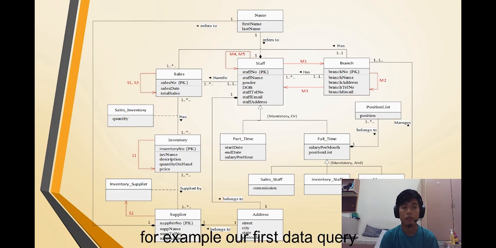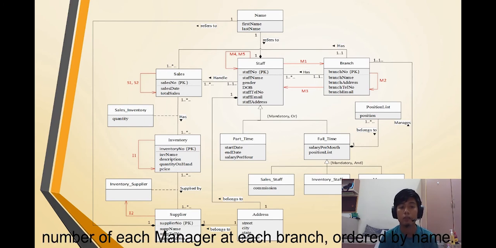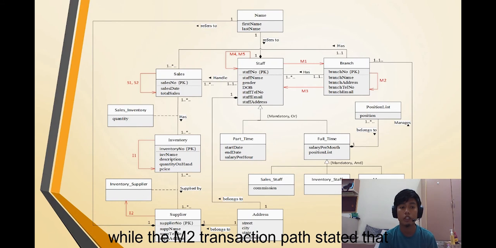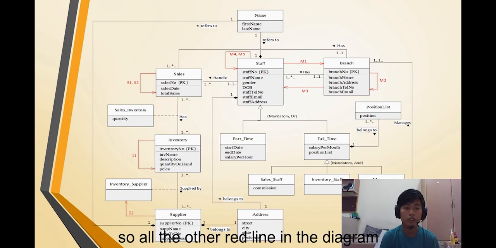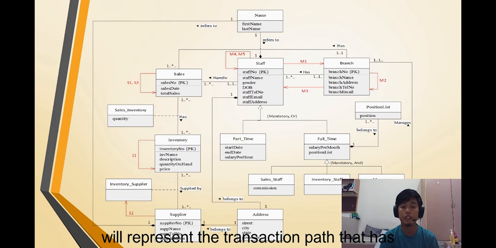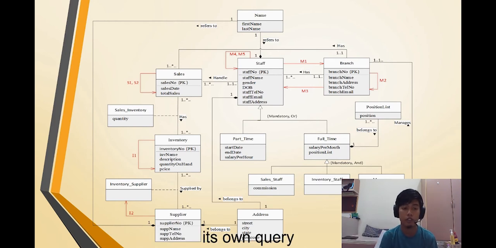For example, our first data query M1 states: list the name and telephone number of each manager at each branch ordered by name, while the M2 transaction path states: list the name and full address of each branch. All the other red lines in the diagram represent transaction paths that each have their own query.